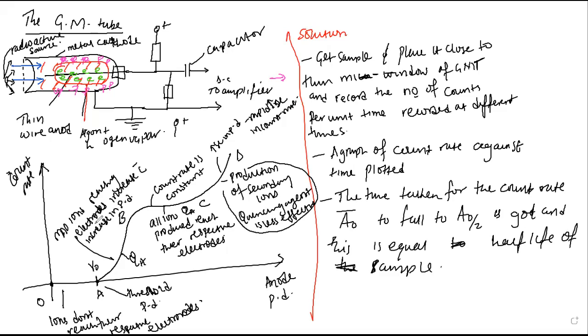Then between C and D, any slight increase in voltage brings about a rapid increase in the count rate as a result of production of secondary ions. And in that case, the quenching agent is not effective between C and D. They can also ask you, where is the quenching agent less effective and where is it more effective? It is most effective in the plateau region. The plateau region is the region BC, where the PD is high enough to produce a constant count rate, and at that instant, all the ions produced reach their respective electrodes. I think I've cleared that here.